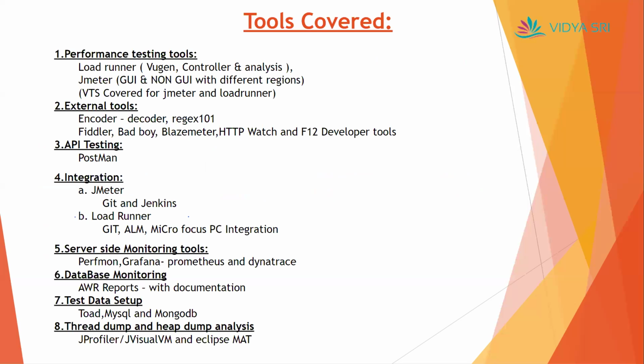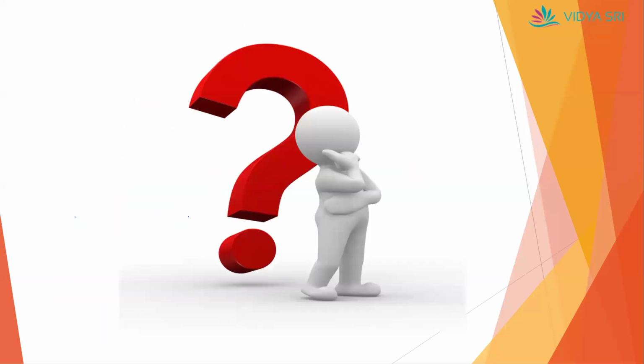See, JMeter and LoadRunner are two tools only, but along with these two tools there are external or interrelated tools. This is very important: LoadRunner, JMeter, VTS, Encoder, Fiddler, Bad Boy. These are all separate tools. Even JMeter, Jenkins, LoadRunner, Perfmon, all these are different tools. All these things I will cover as part of our training. Right. I will even open and show you a few things.